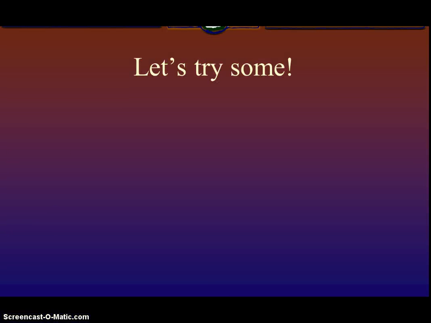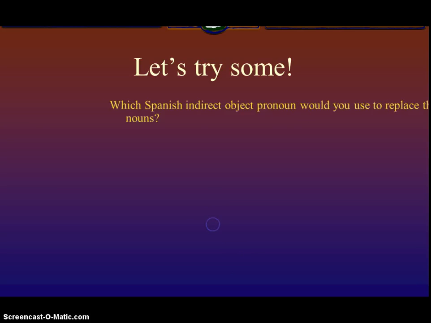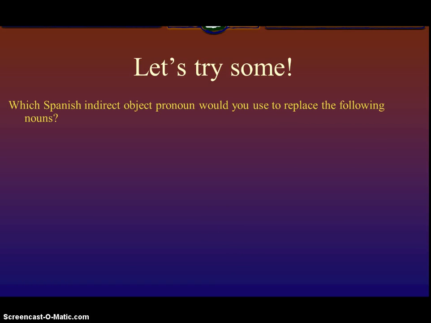Okay, let's try some. Which Spanish indirect object pronoun would you use to replace the following nouns? I give her candy. To whom do I give the candy? To my daughter. What do you think? Me, te, le, nos, os, or les? If you said le, you're correct.